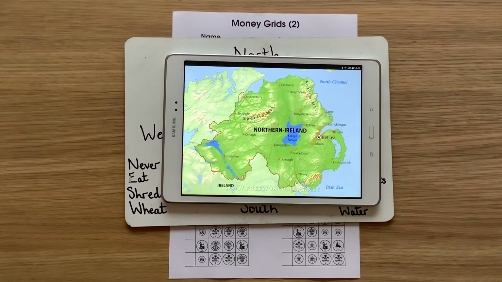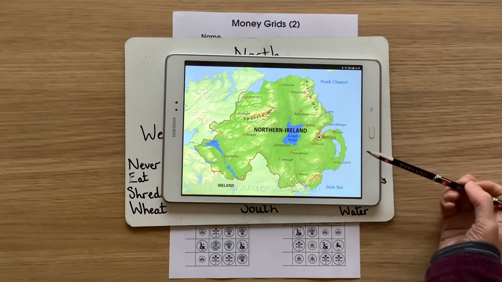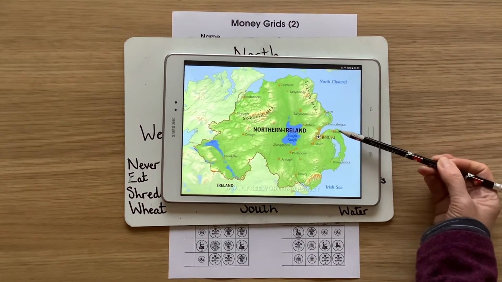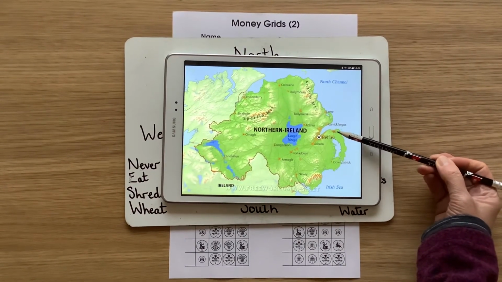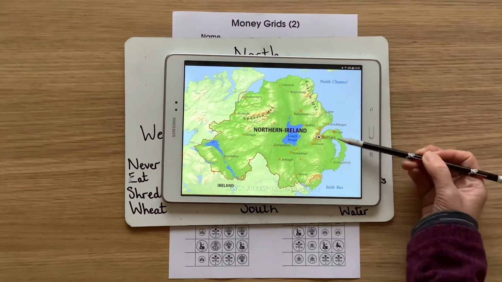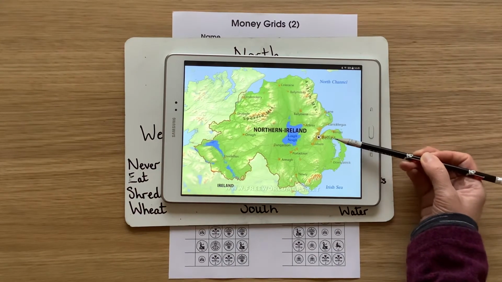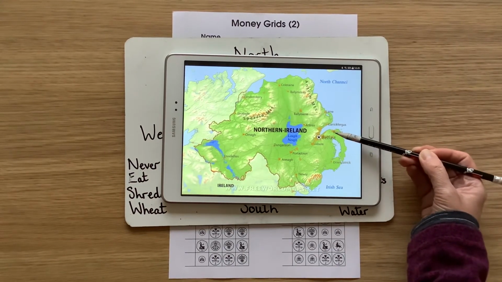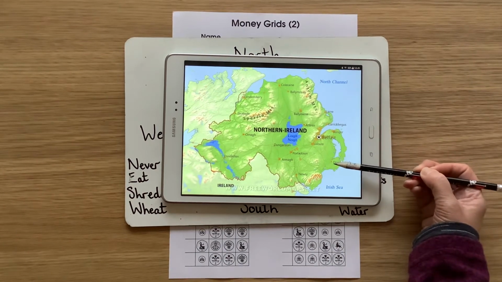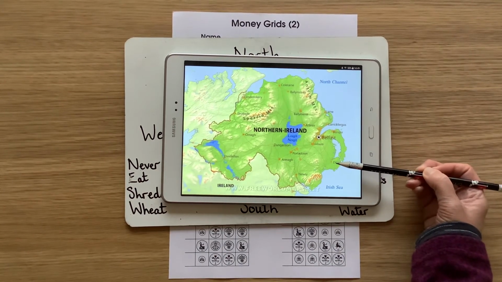So if I was looking at this map of Northern Ireland and I wanted to know, if I started in Bangor and I wanted to go to Downpatrick, well, there's Bangor, there's Downpatrick. So I'm basically going in a southerly direction. If I travelled south from Bangor, I'm going to arrive in Downpatrick.